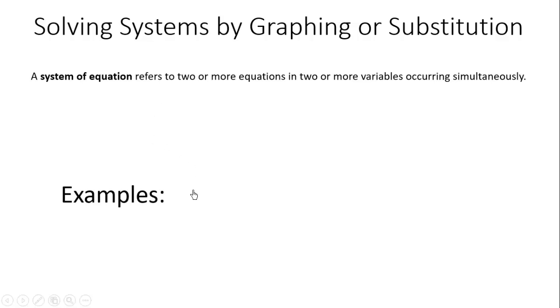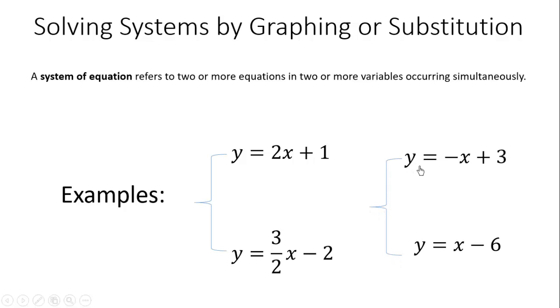So an example of a system of equations in two variables, that is a system of two linear equations in two variables, is this: y is equal to 2x plus 1 and y is equal to 3 over 2x minus 2. Another example is y equal negative x plus 3, y equal x minus 6. So all these are systems. So this is a system. This also forms a system.